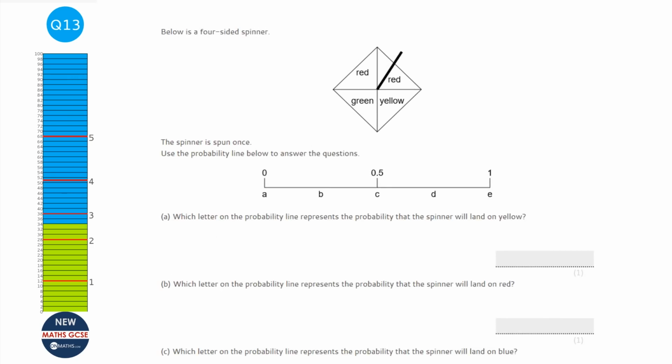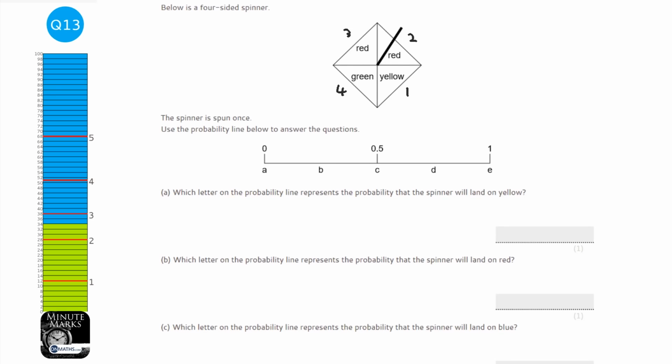So the first thing to look at in this question is how many sides has the spinner got? So we've got 1, 2, 3, 4 equally sized, equally spaced out sides of that spinner. So any one of those colours is going to be a quarter chance. So let's have a look. What letter on the probability line represents a probability the spinner will land on a yellow? So there is 1 yellow on that spinner, and so therefore it's going to be a quarter chance.